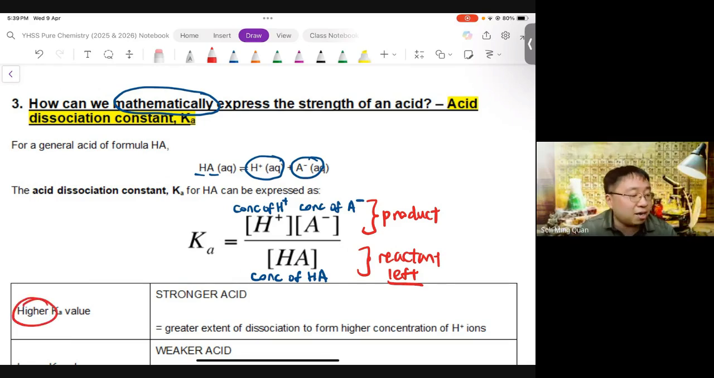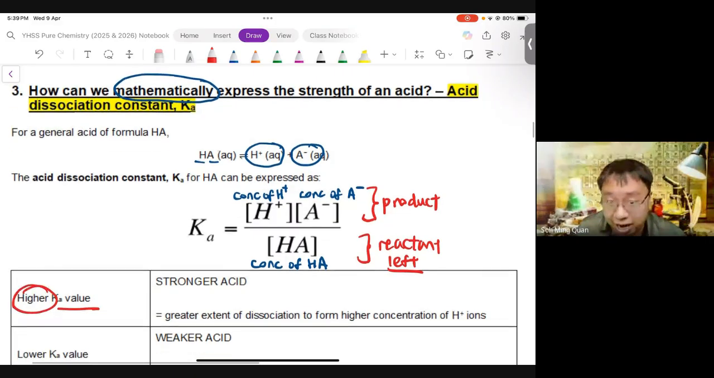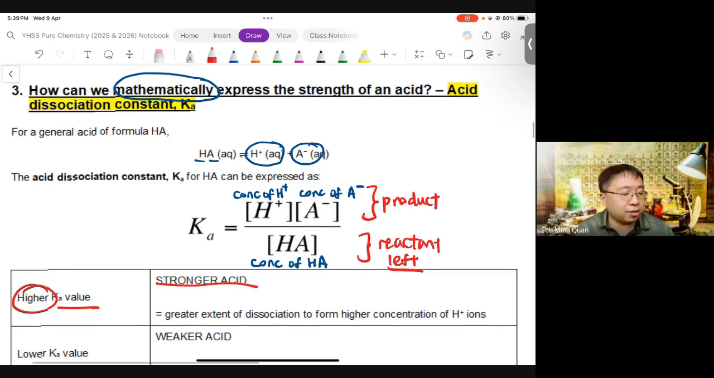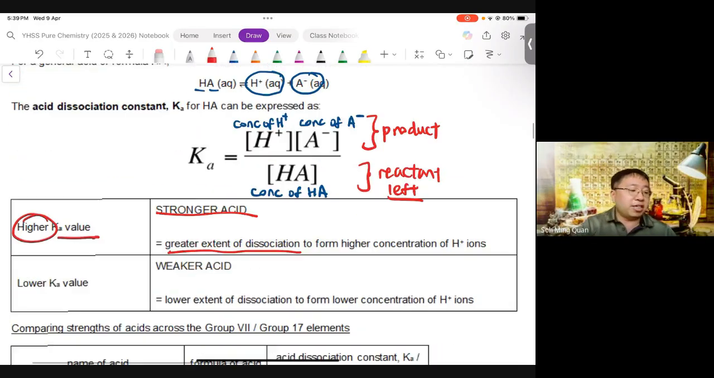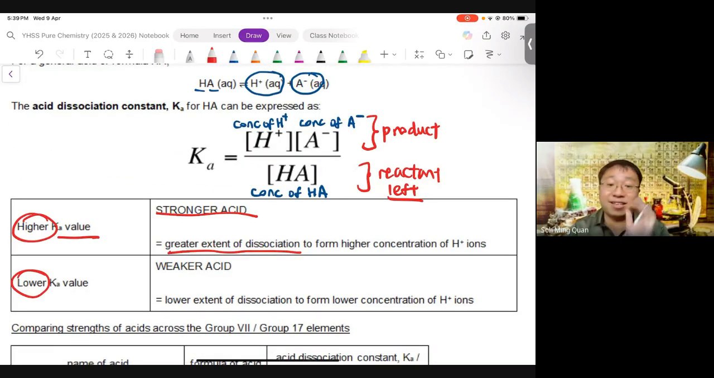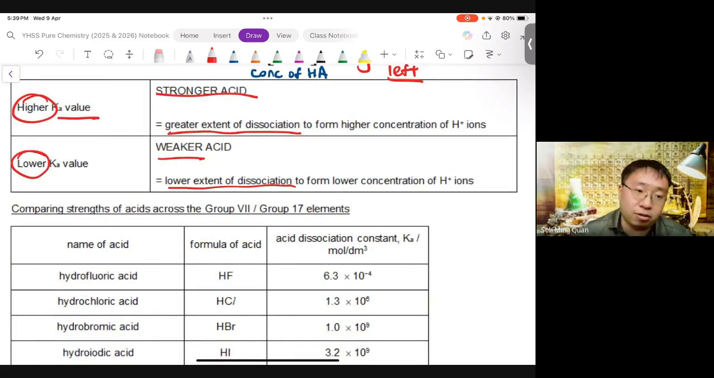So a higher value for Ka tells you it's a stronger acid. Why? Because there's a greater extent of dissociation. It dissociated more completely. All right. On the other hand, a lower Ka value indicates a weaker acid because it dissociated to a lesser extent. And now we can find these Ka values online. You just have to basically type into an online portal like Google. You will be able to get the Ka values very, very quickly.